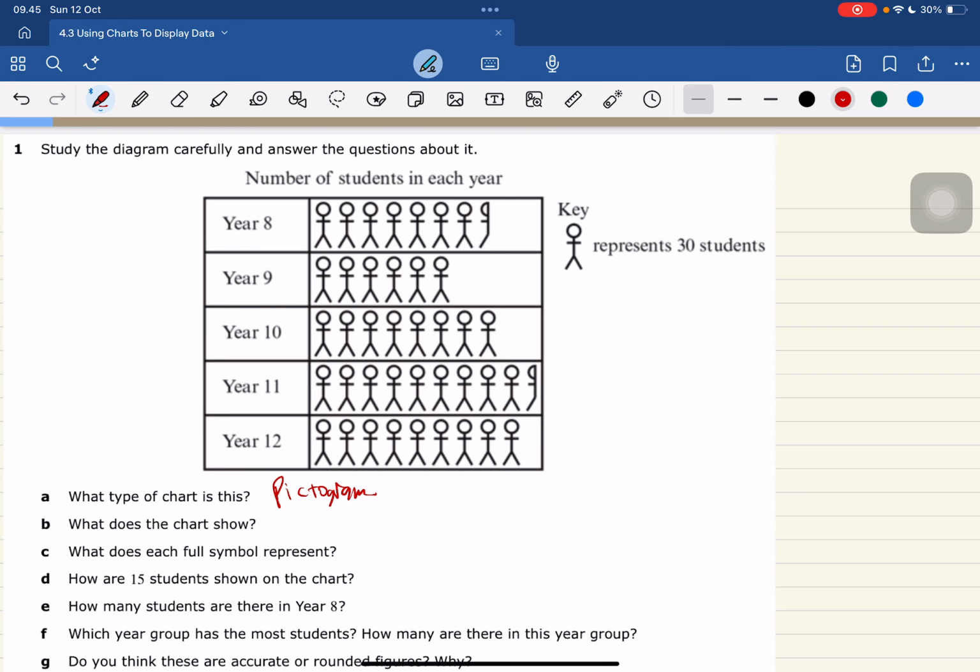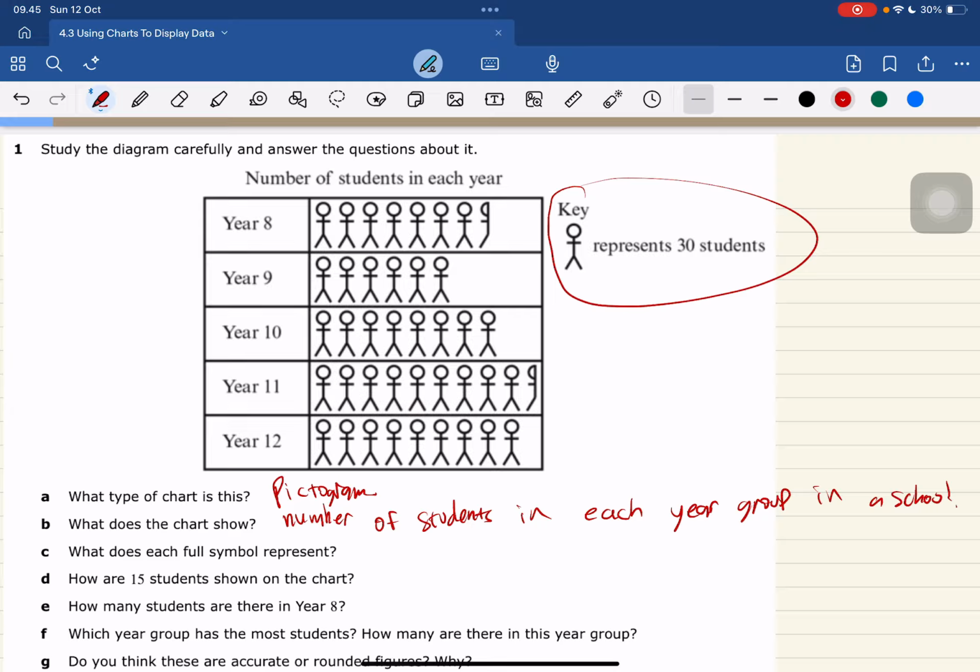What does the chart show? This shows the number of students in each year group in a school. Okay, what does each full symbol represent? We can see from the key it is 30 students. So we can write it here, 30 students.